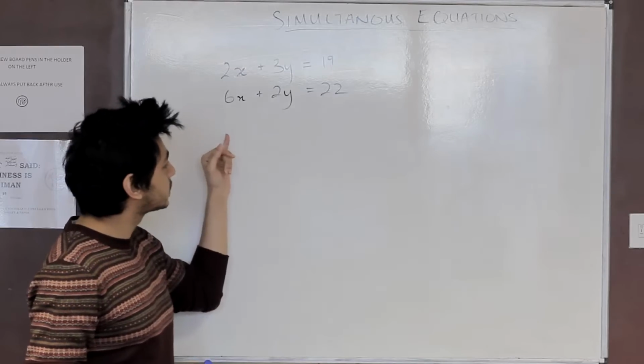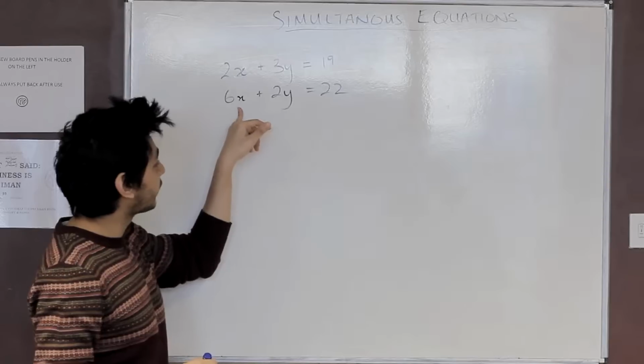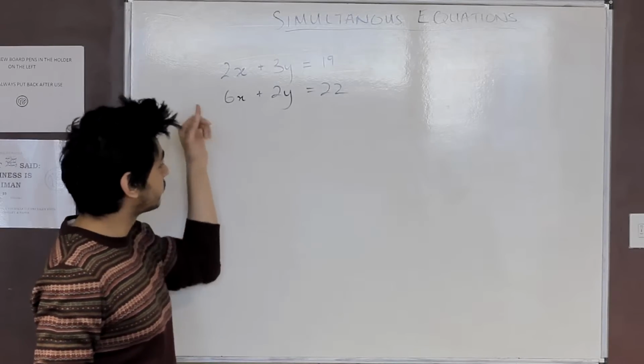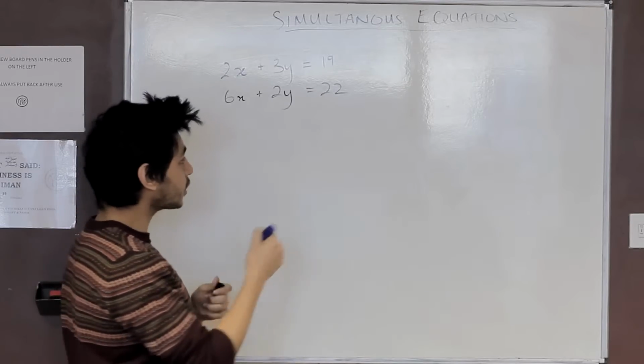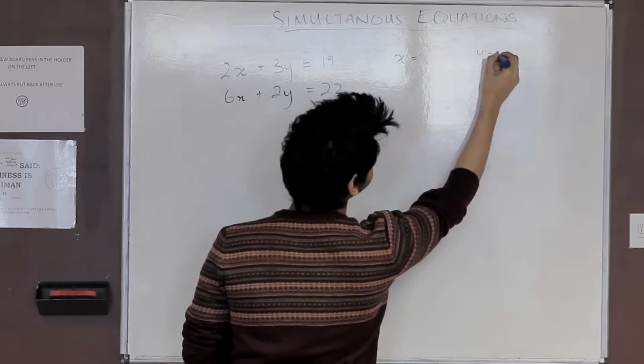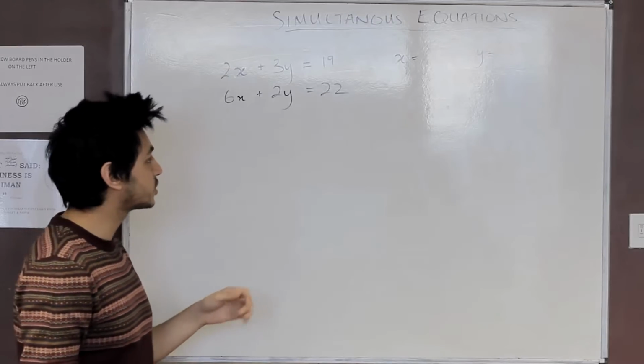When they tell you to solve simultaneous equations, all they want you to do is work out a value of x and a value of y that fits both of these equations, that satisfies both of these equations. So what we're looking for is the value of x and a value of y. There are a few techniques that you could use to work this out. The one I'm going to show you now is the process of elimination.